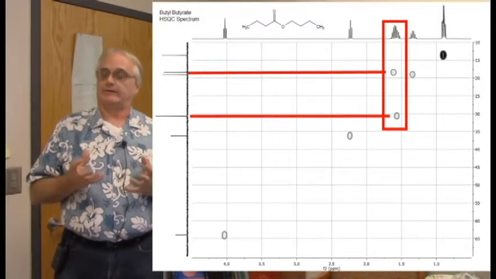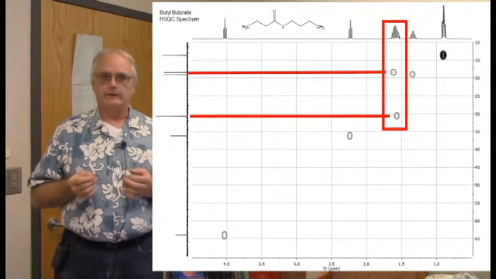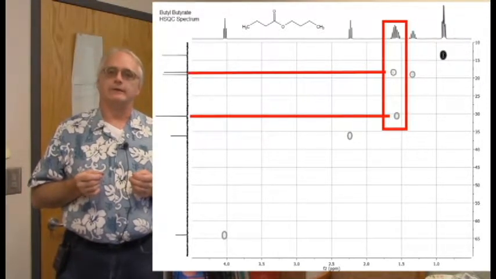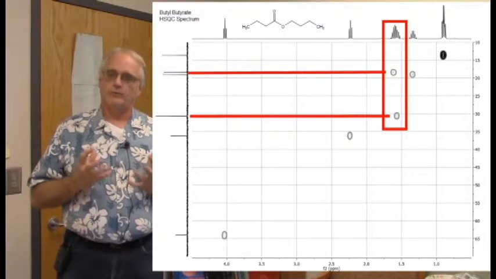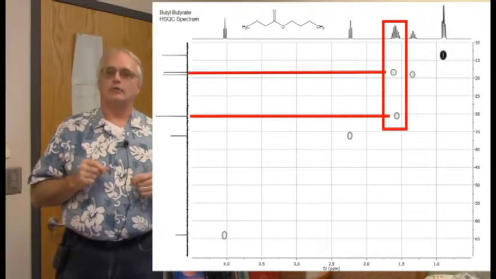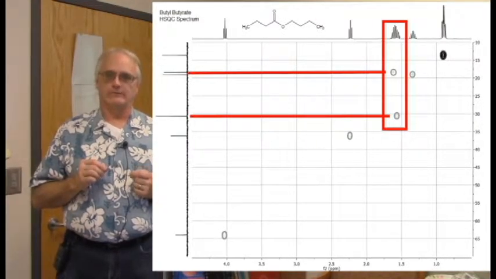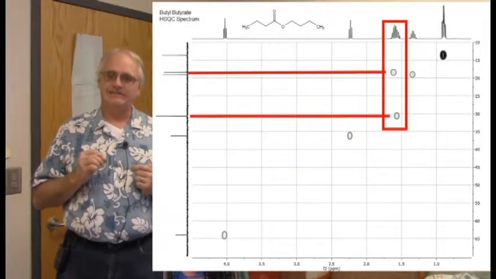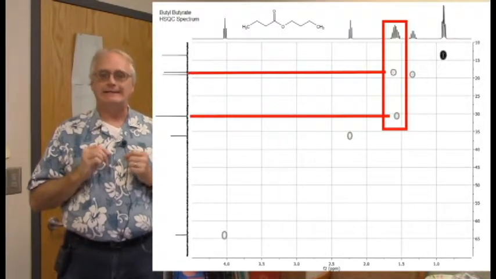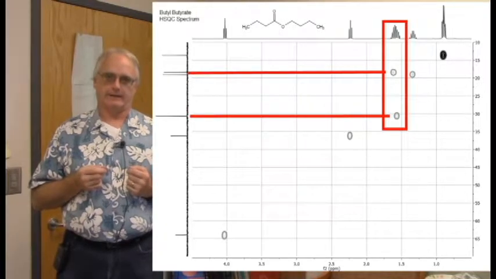4 is a set of overlapped signals. Unless, let's face it, you're running the spectrum of methane, which is kind of a boring spectrum to run, you don't have 4 protons on one carbon. So this must be a set of overlapped signals. And indeed, it is 2 methylene groups. The DEPT 135 shows that these 2 carbons are indeed CH2 groups overlapped, giving us a complicated looking signal.